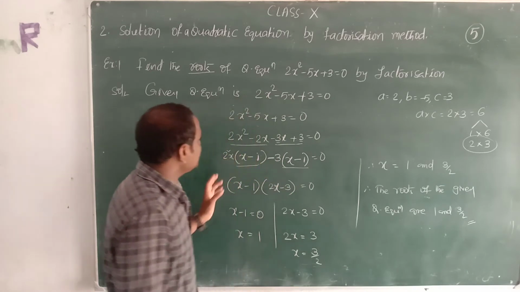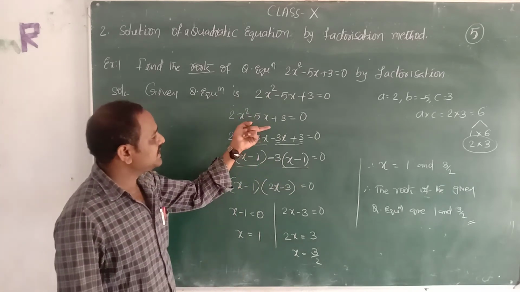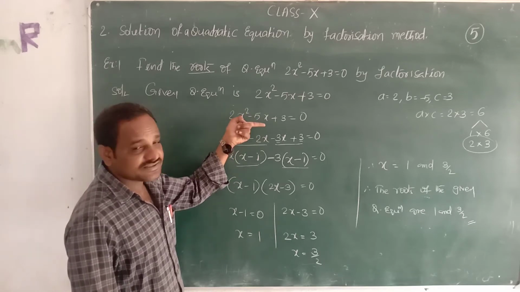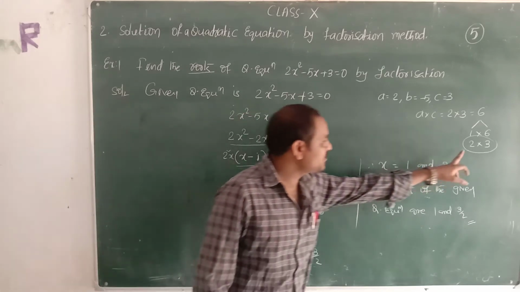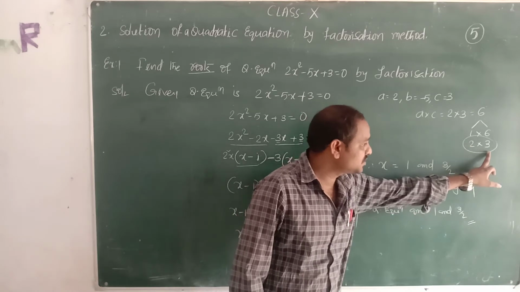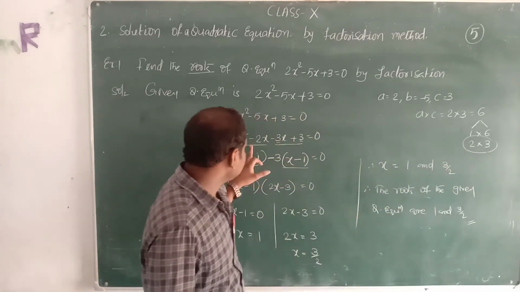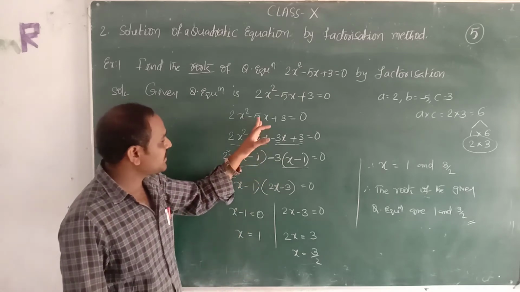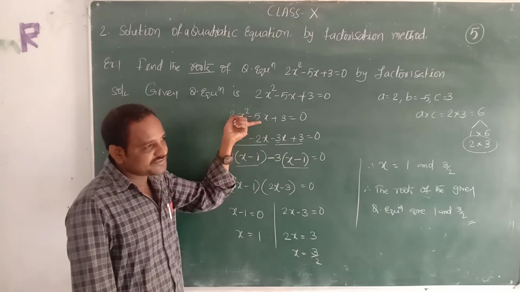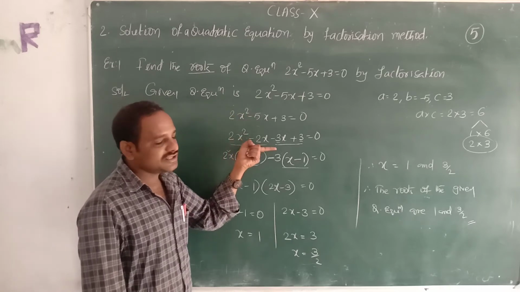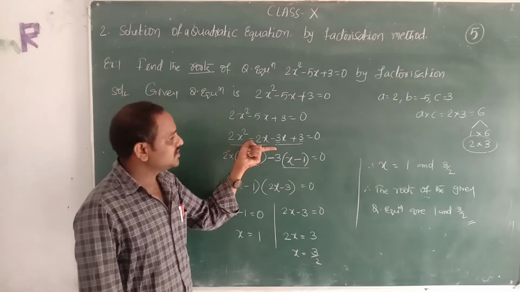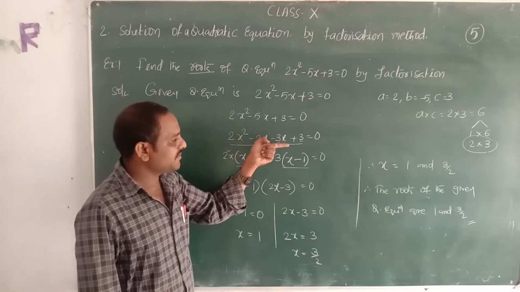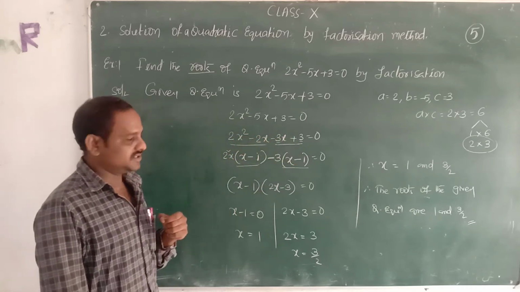So I am going to split the middle term, minus 5x, by using these two factors, 2 and 3. Minus 2x minus 3x, how much do we get? Minus 5x. So I split this minus 5x as minus 2x minus 3x. So this equation becomes 2x square minus 2x minus 3x plus 3 equal to 0.